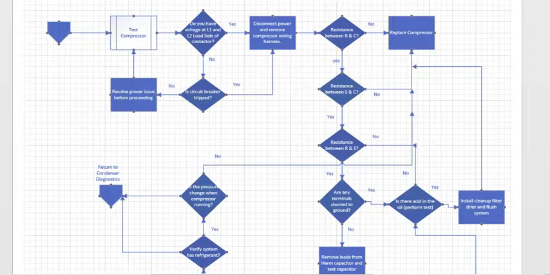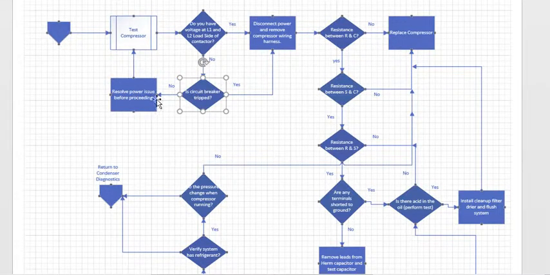So we're at our condenser diagnostic, and for whatever reason we need to do it, we need to test the compressor. Okay, let's start easily. Do we have voltage at L1 and L2 of the load side of the contactor? In other words, is the contactor closed and do we have voltage? If we did not have voltage when we measure it, we need to go back and look and say, is the circuit breaker tripped? If the circuit breaker is not tripped, we need to resolve the power issue before proceeding.